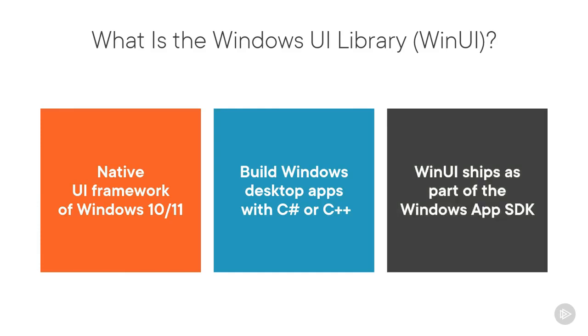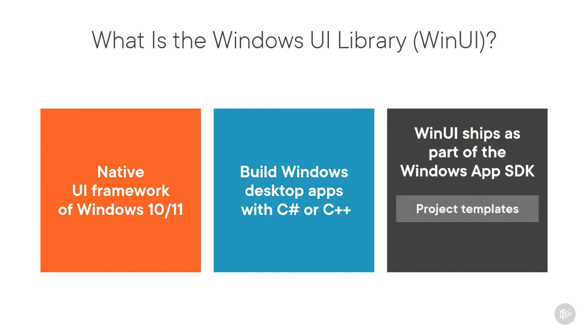WinUI ships as part of the so-called Windows App Software Development Kit. The Windows App SDK provides project templates to create WinUI projects in Visual Studio. It also provides NuGet packages that contain the Windows UI library and other libraries to access Windows functionality. The idea is that you can reference the NuGet packages of the Windows App SDK from any desktop project, like WinUI, WPF or WinForms, and then you get the latest functionality.